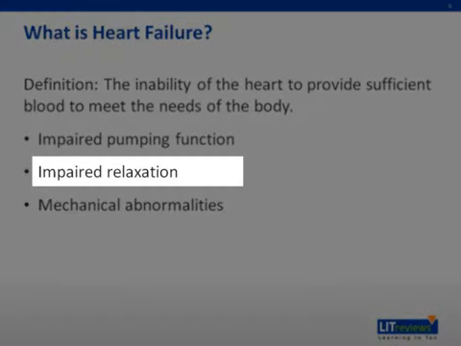Alternatively, the heart's squeezing ability may be fine, but it cannot relax very well, and thus blood cannot enter the heart as efficiently. Relaxation of the heart is actually a very active process, not a passive one. So if the heart is very stiff or hypertrophied, it is more difficult for the muscles to relax, and diastolic filling of the heart is compromised. Obviously, if less blood fills the heart, then there is less blood for the heart to pump out to the rest of the body.